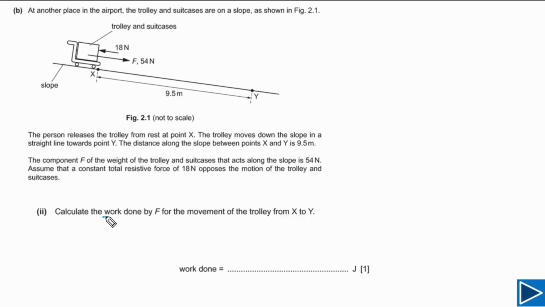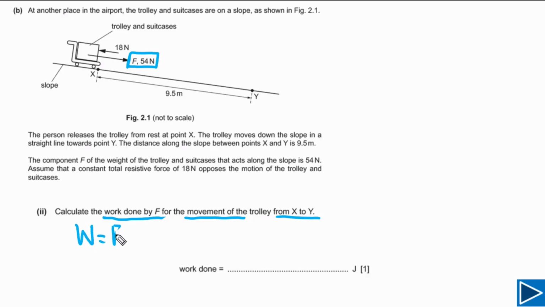For part B2, we need to calculate the work done by F for the movement of the trolley from X to Y. We need to calculate the work done by this force. The force and displacement are in the same direction, so we do not need to worry about the angle. We only need to consider F, not the other forces.